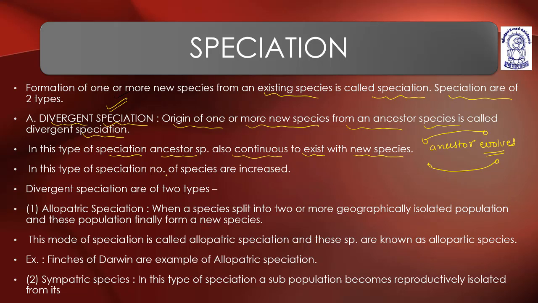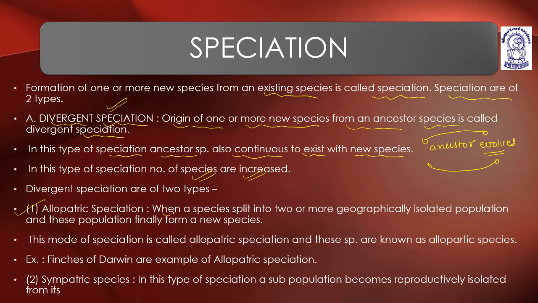In this type of speciation, the number of species is increased. In this type of speciation, the total number of species is increased because the ancestor is still growing, it is still evolving, and the new species are also flourishing. Divergent speciation has two types: allopatric and sympatric.